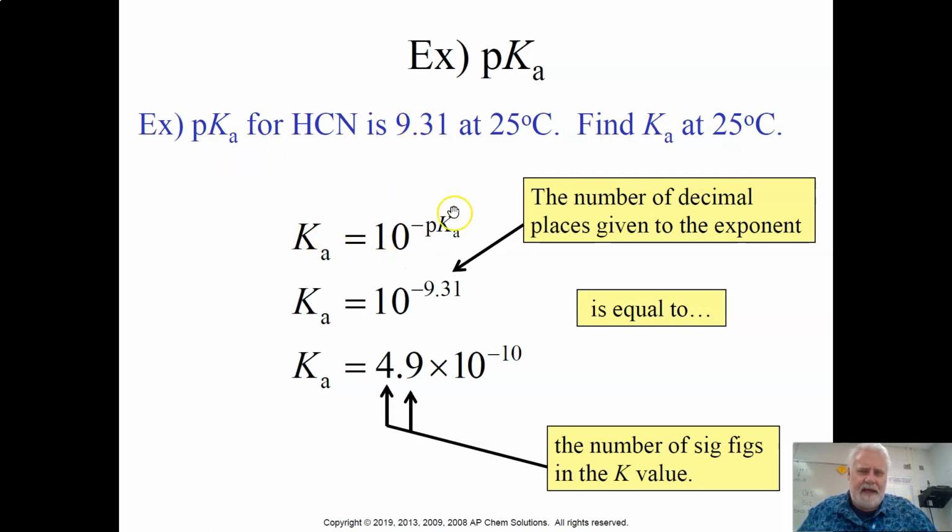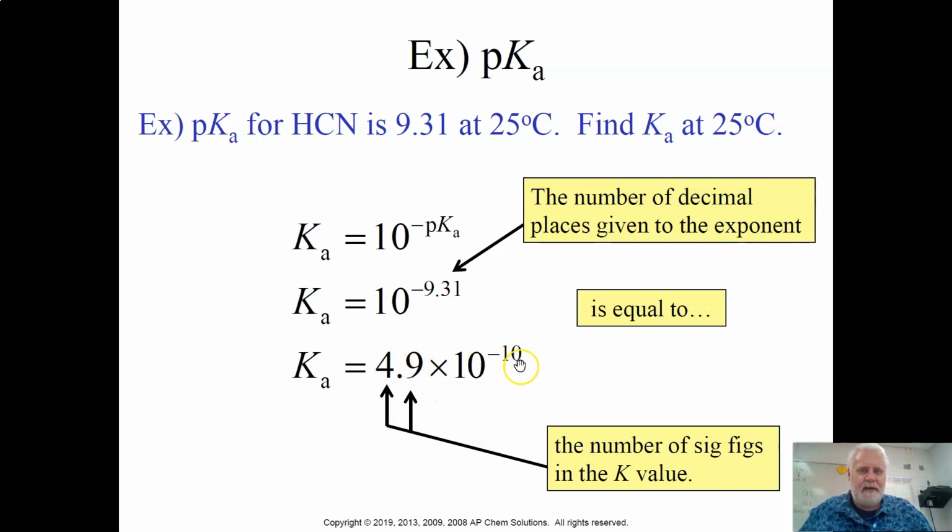Just raise 10 to the power of negative 9.31. Use your caret key, and you end up with 4.9. And you're like, sig figs? Yep, because this is a p. Remember, p is place value. So this 9.31 has two significant figures, which would give you 2 in your final answer. And then the Ka, no units, as is the same case with pH.